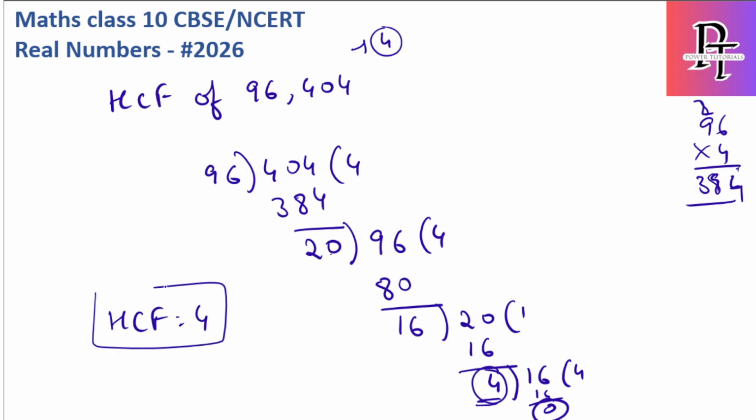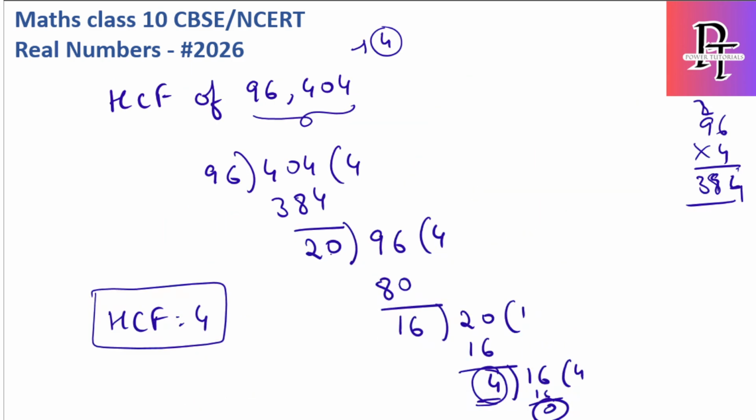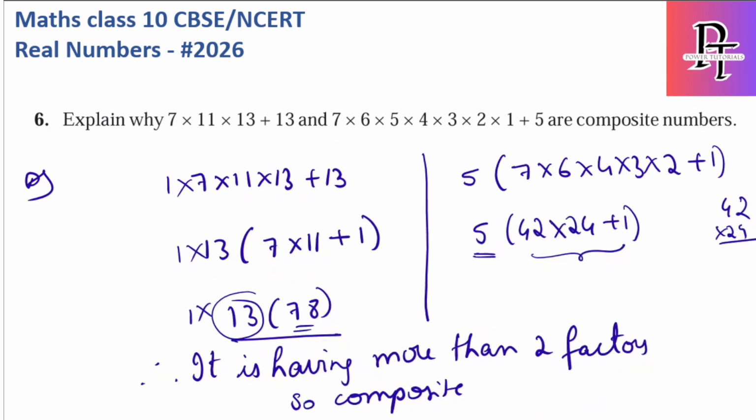So instead of finding the factors and getting the final value, this method is much easier when compared to get the HCF of two values. And always remember, this division method is only applicable for two values, not for multiple, whereas the LCM method is applicable for any number of values. Okay, these are the other methods to solve LCM and HCF. Hope you understood. I will solve another question for HCF using the division method. Let's see if any question is there.